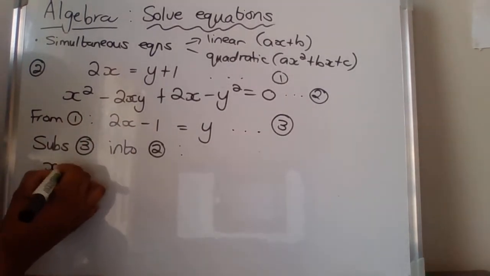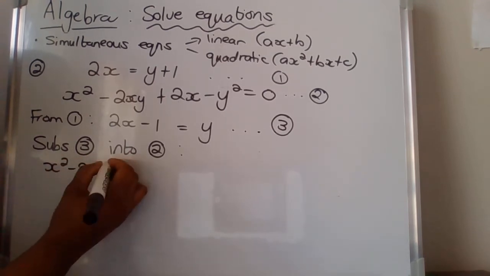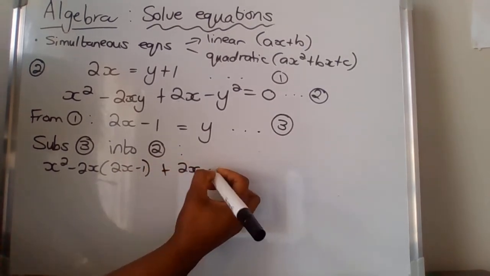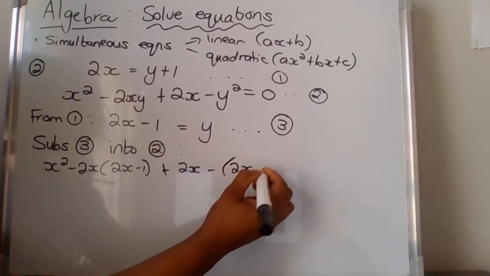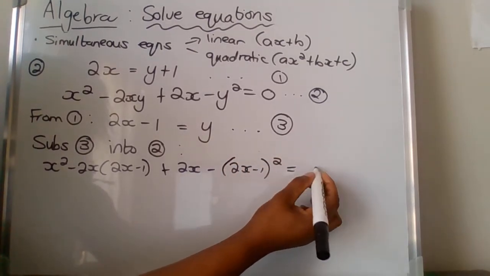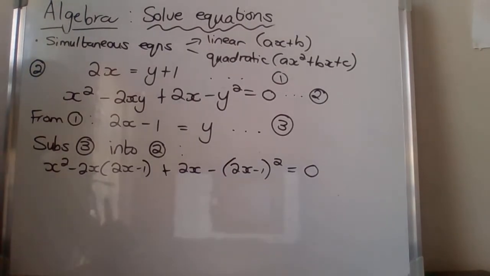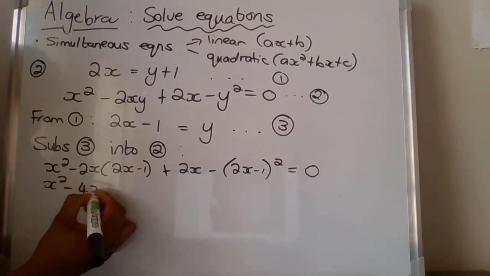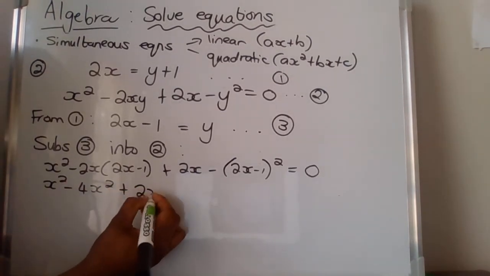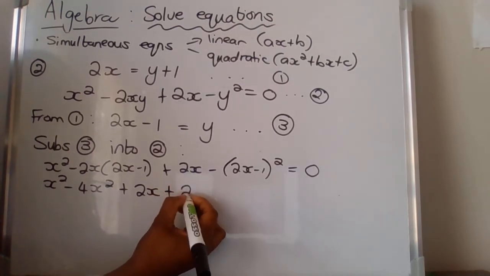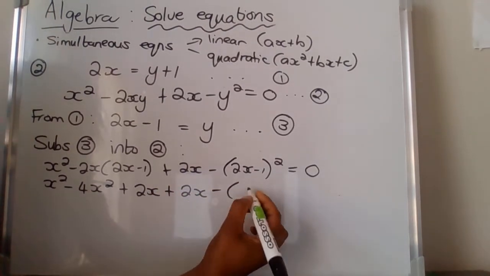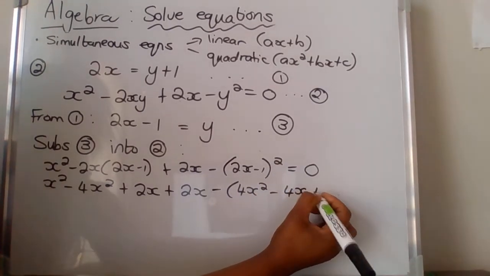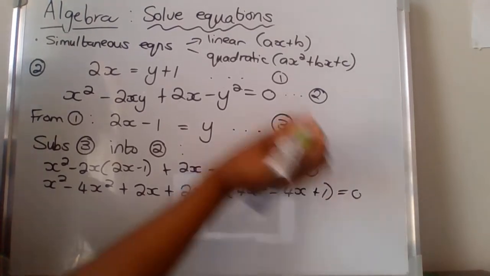So let's do it. It's x squared minus 2x times 2x minus 1 plus 2x minus 1 squared, and that's equal to 0. Okay, so let's work it out. X squared minus 4x squared plus 2x plus 2x minus, what's in the bracket? It's 4x squared minus 4x plus 1. Okay, that's equal to 0.